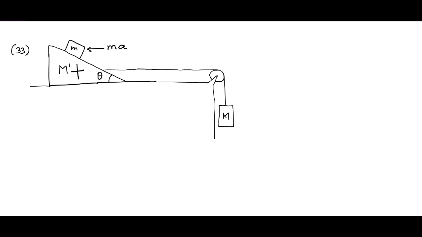So we are in the reference frame of the triangular block, and if ma is just of the sufficient value to prevent m from sliding either up or down, then this force is going to ensure that m is stationary. But in what reference frame? In the reference frame of the triangular block M dash.